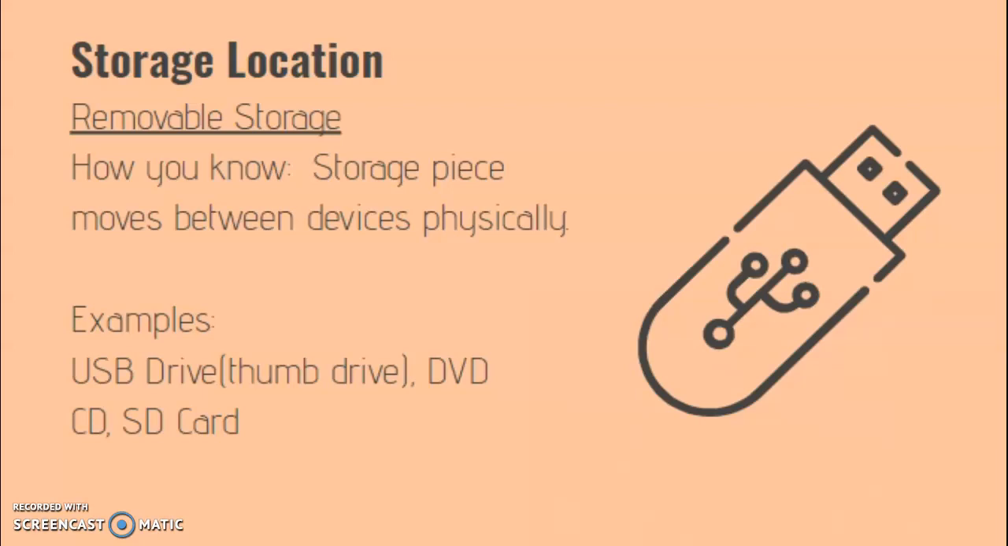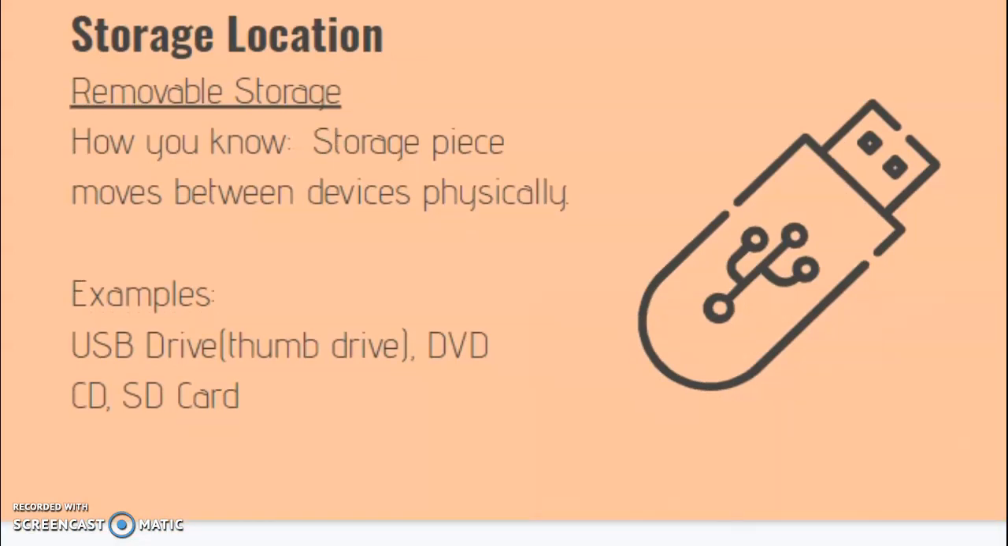CDs, SD cards. If you use a camera with an SD card, you plug that SD card in and take the pictures. To get the pictures off the camera, you have to take that SD card out, put it into a computer, and download them. So that's where you would take the SD card out, download them, and transfer from the removable device to storing on the actual device.